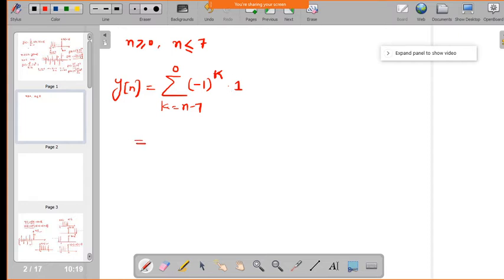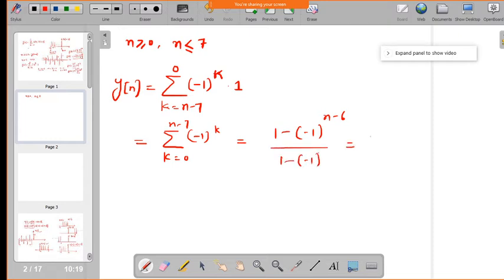So now this will be, by the well known result, k equal to 0 to n minus 7 of minus 1 power k. Assume it as alpha, and you will get 1 minus minus 1 power n minus 6 divided by 1 minus of minus 1. So this will be equal to 1 minus of minus 1 power n minus 6 divided by 2.